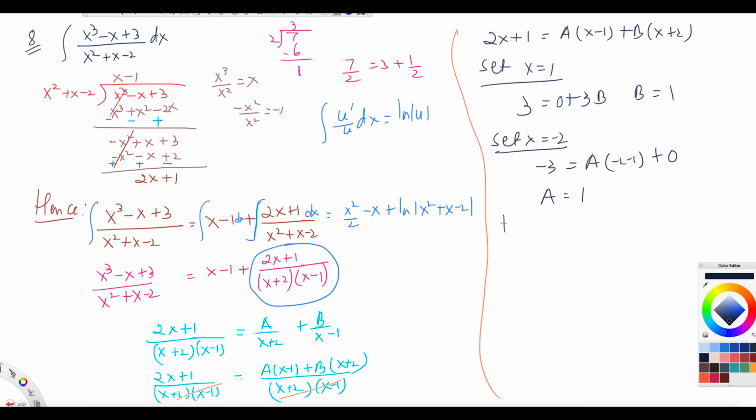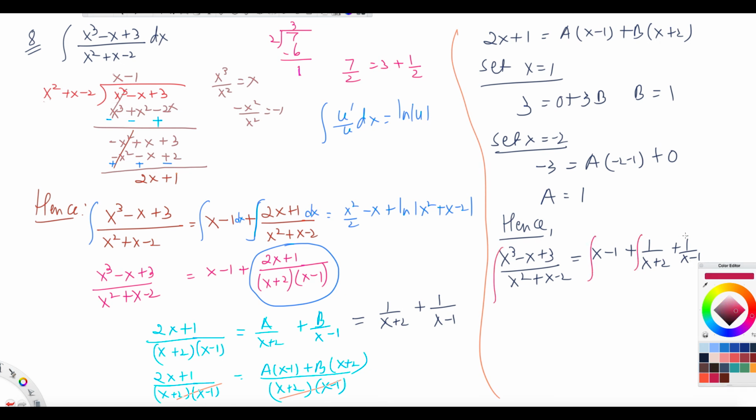So hence you can write x cube minus x plus 3 over x squared plus x minus 2 is equal to x minus 1 plus, you can write 2x plus 1 over that as, a is 1, b is 1, 1 over x plus 2 plus 1 over x minus 1. That's what you got, right? b is 1, a is 1. So 1 over x plus 2 plus 1 over x minus 1. Now integrate on both sides. If you integrate on both sides, what do you get?